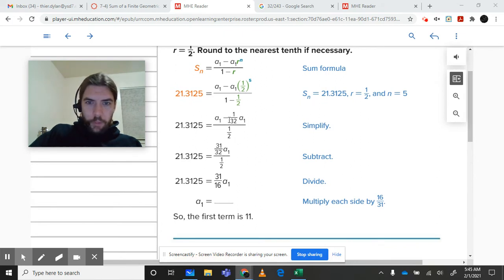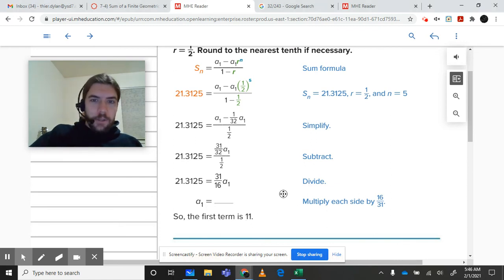So A1 minus 1/32 A1 would be 31/32 A1 divided by 1/2. Whenever we're dividing by a fraction, we just take the bottom number and bring it to the top as a factor. So we'll just take it to the top and multiply by 2. So rather than 31 over 32, now we have 31 over 16. At that point, we can multiply both sides by 16. So multiply by 16, then divide by 31, right? That's what they're saying here. They're saying multiply each side by the reciprocal so that this fraction cancels out. So if we did that, evidently we get 11.